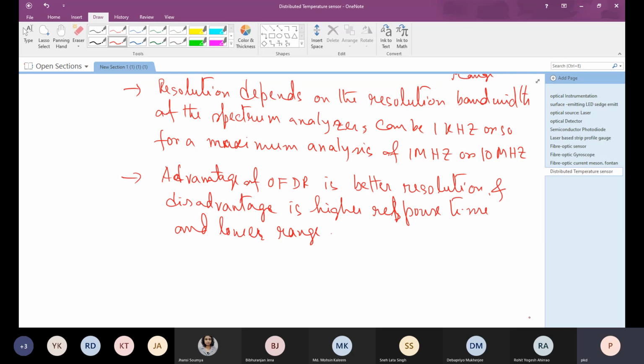I think with that we will conclude the discussion on distributed temperature sensors. We will not discuss the other techniques, which are much more involved.